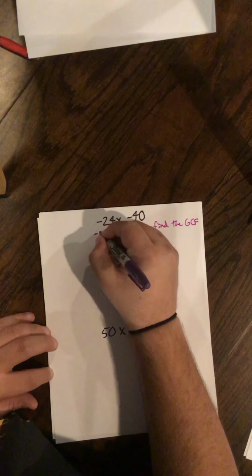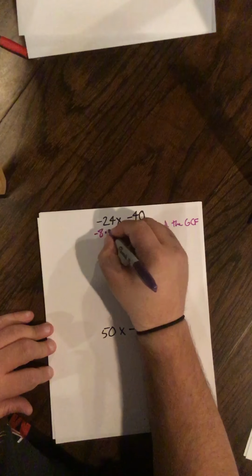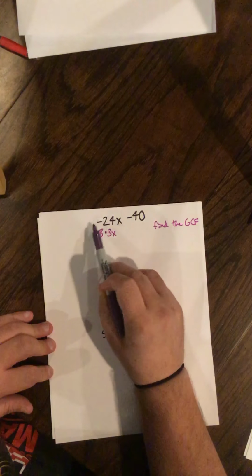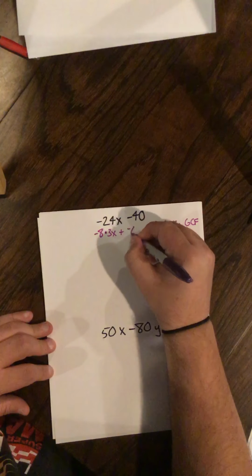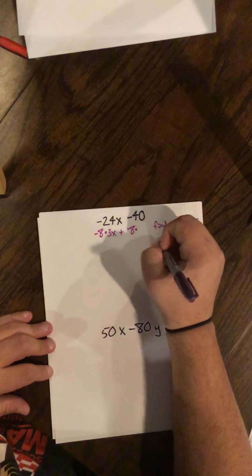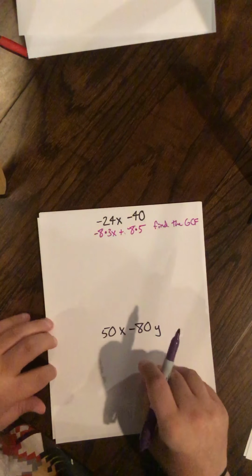Okay, so let's see. Negative 8 times 3x is what's going to give me negative 24x, plus a negative 8 times 5. That's going to give me the negative 40.